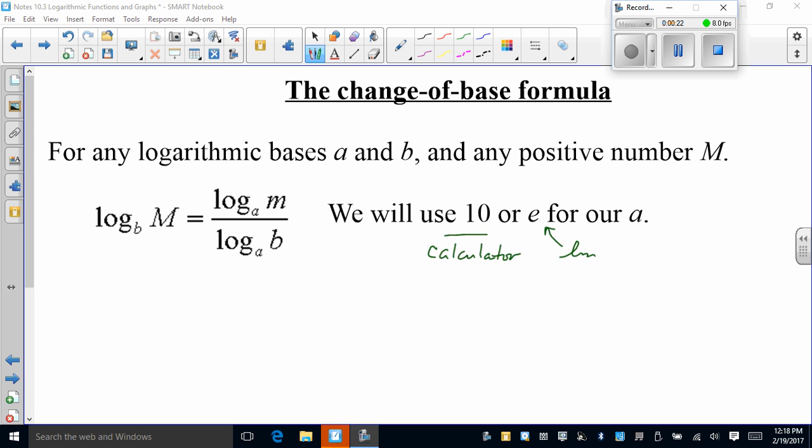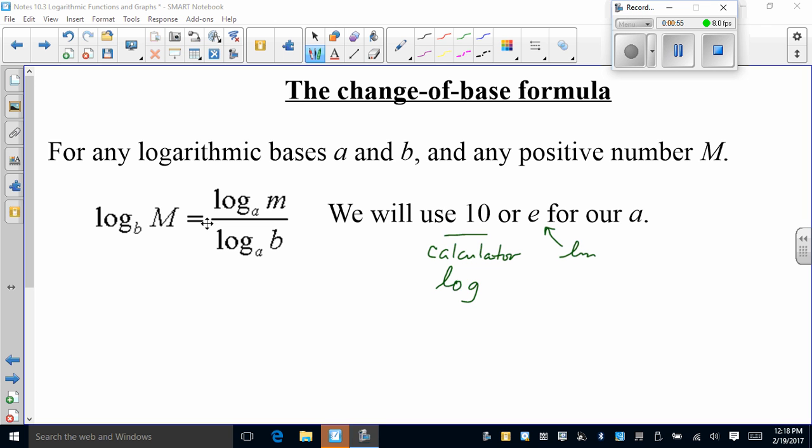Change of base formula: for any logarithmic bases a and b and any positive number M, I can write log base b of M to be log base a of M over log base a of b. This is just changing the base. We're going to use 10 or e, depending on if we're doing common logs or natural logs. Usually it doesn't matter what base you change it into, it will give you the same answer.